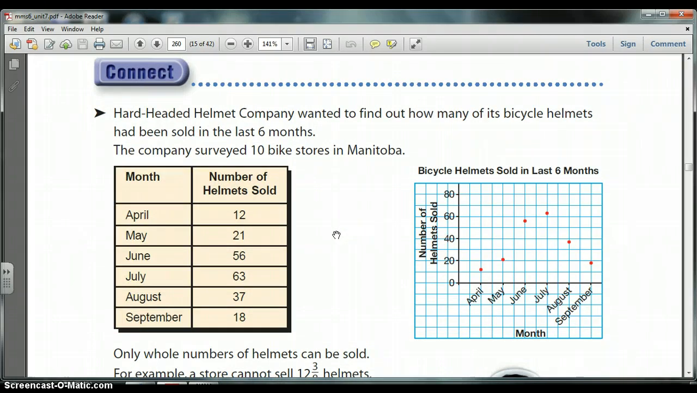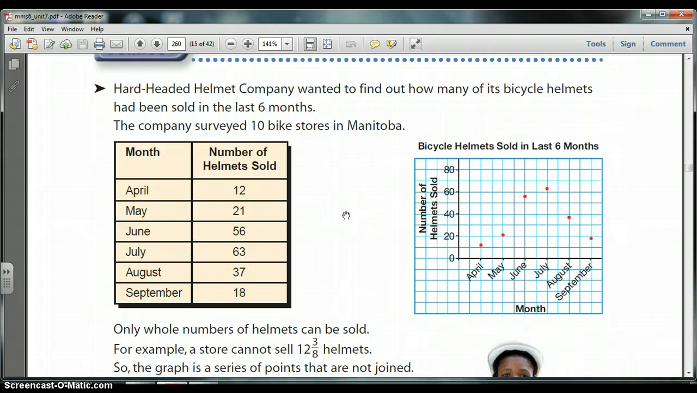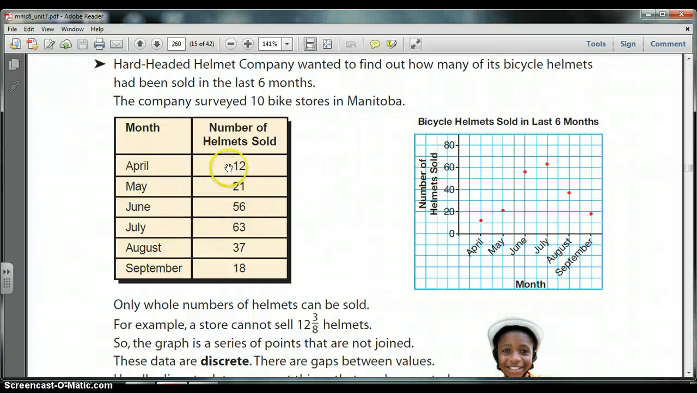Hard-Headed Helmet Company wanted to find out how many of its bicycle helmets had been sold in the last 6 months. Good information for a business. The company surveyed 10 bike stores in Manitoba. Here is the month. This is their tally chart and number of helmets sold. In April they had 12, May 21, June 56, July 63, August 37, and September 18.